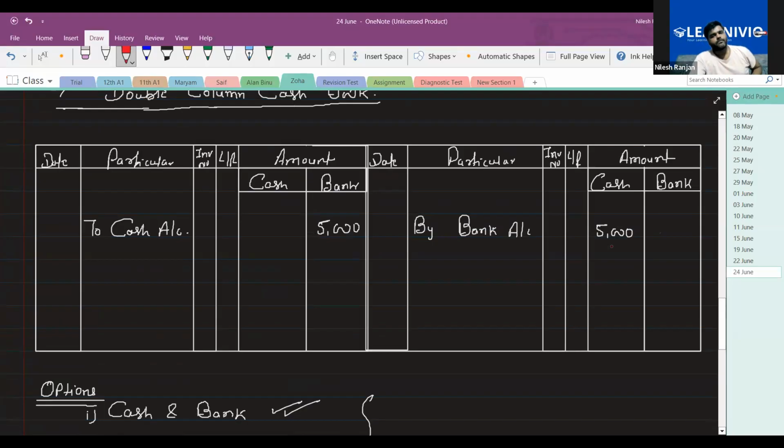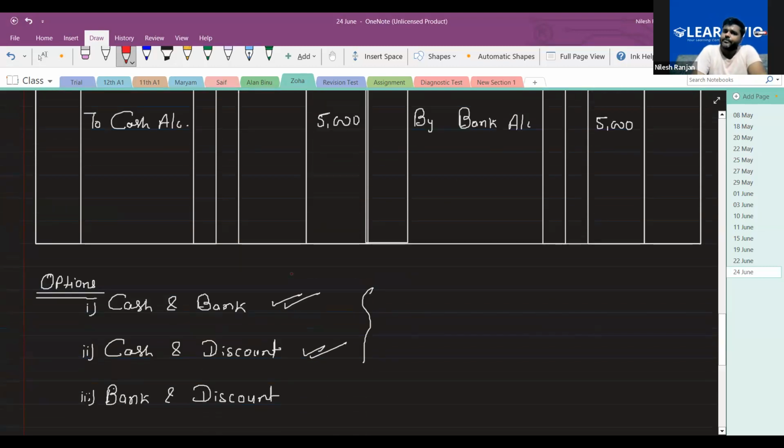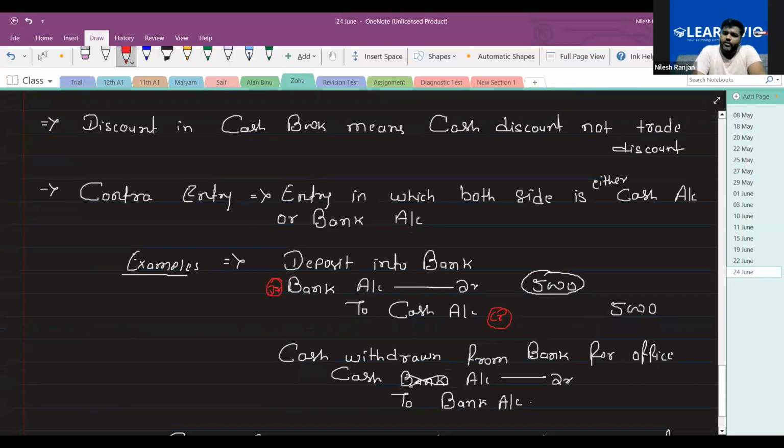Okay. Is that clear? Yeah, it's clear. The next part is after writing the amount, you just have to write the opposite account name, like the ledger account. You have written in the cash column, so it will be bank account. You have written in the bank column, so it will be cash account. Yeah.